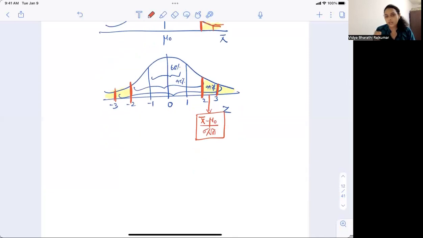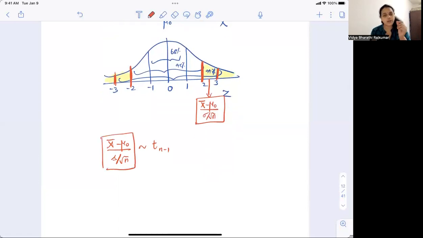Now, when we know sigma, we can use the standard normal distribution. But when we don't know sigma, we'll often end up using S to approximate it. And that will follow a T distribution with n-1 degrees of freedom, where n is the sample size. And the T distribution has identical properties to the normal distribution. It is symmetric, and these are called T-stats or T-scores. The T-scores tell you how many standard deviations away from the mean you are in a T distribution. So the interpretation is the same, except that instead of looking at a Z table, you look at the T table, but every other interpretation remains the same.